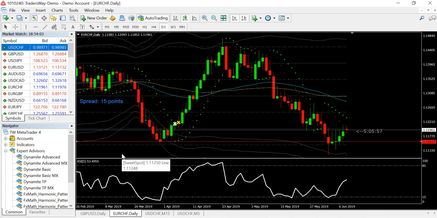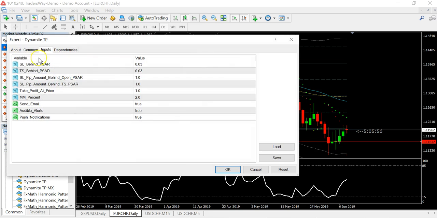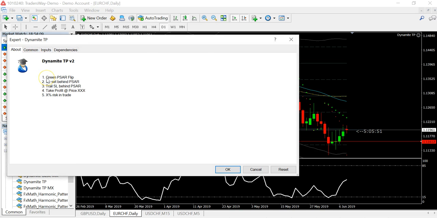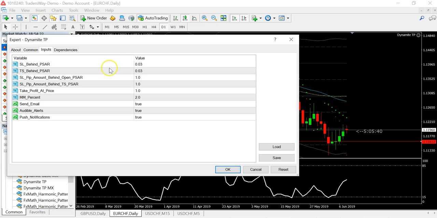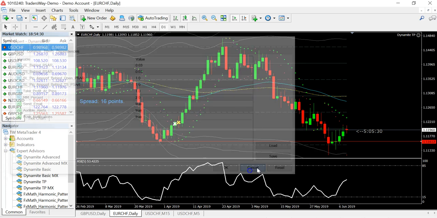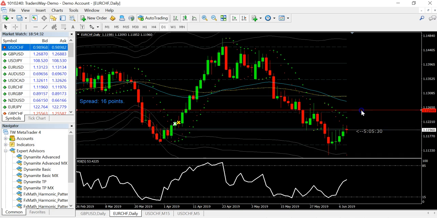So the new EA that I created is the take profit one. Pull that up. Green SAR flips get you in the trade, stop loss trails behind, that's all the same. This is where you would enter in a take profit price point, and that reflects here. So these are all the same, the first three. Take profit is just at 1, but say for instance, we'll use this as our profit target.